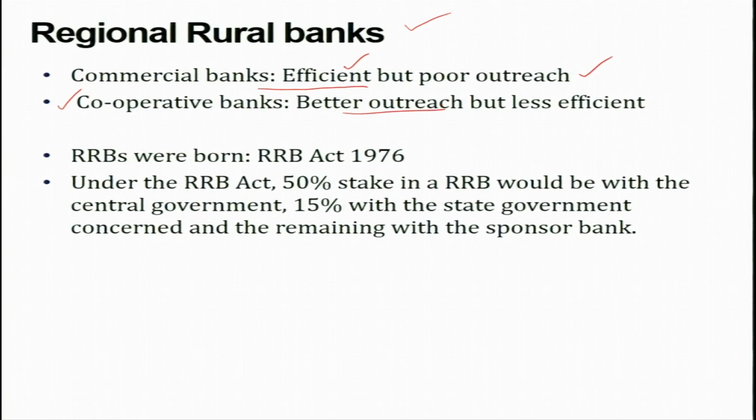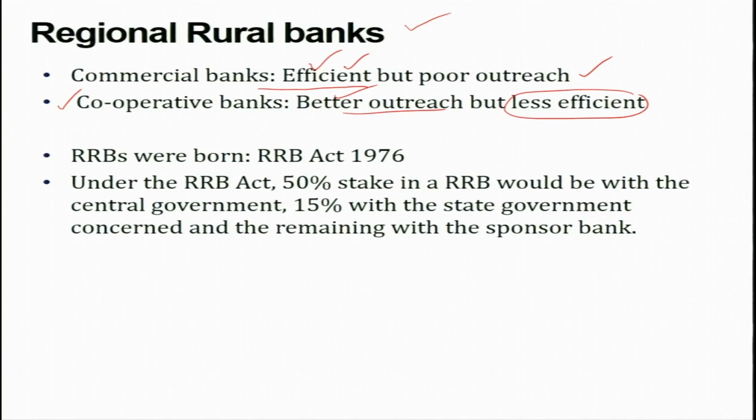That means if you see most cooperative banks, they don't have ATM facilities or electronic banking facilities, because they are working on a very small scale. They actually miss the economies of scale and economies of scope. So because of all these, they are less efficient. So you can see commercial banks have the advantage of being efficient, and cooperative banks have the advantage of having better outreach.